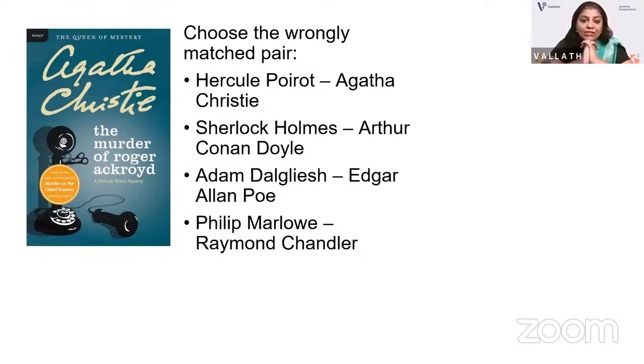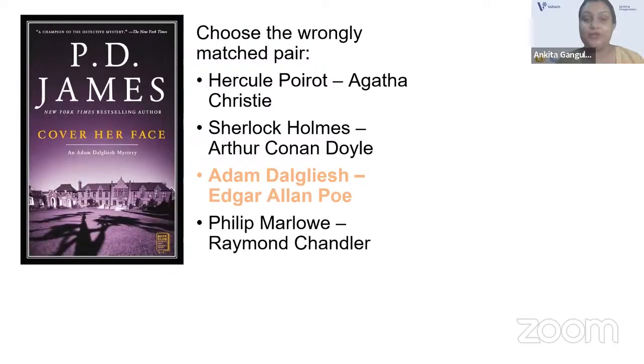Adam Dalgliesh. Is it Edgar Allan Poe? Philip Marlowe. Is it Raymond Chandler? Both of them are American detective writers. Ankita, you have to tell us who made Adam Dalgliesh and who created Philip Marlowe. So here the wrong option is option C, Adam Dalgliesh. He's not a character created by Edgar Allan Poe. Rather, he's a character created by P.D. James. Adam Dalgliesh is a fictional character who is the protagonist of 14 mystery novels by P.D. James.